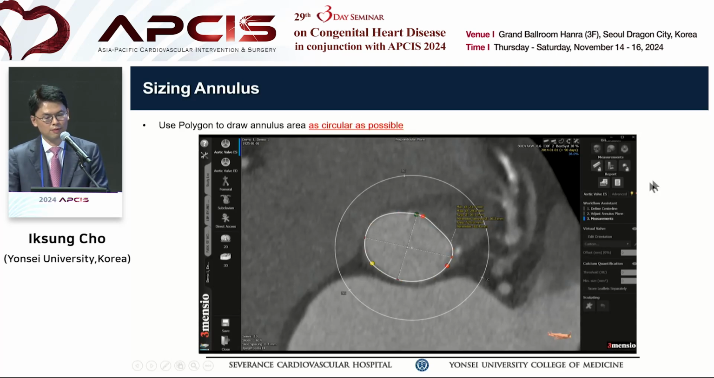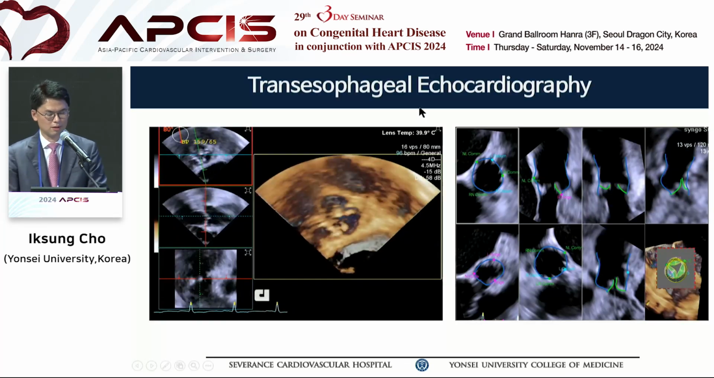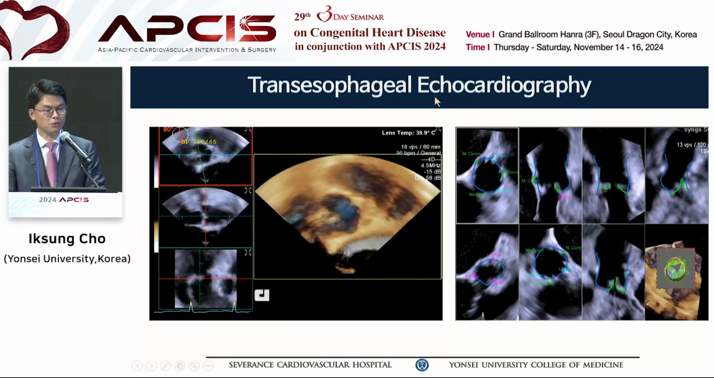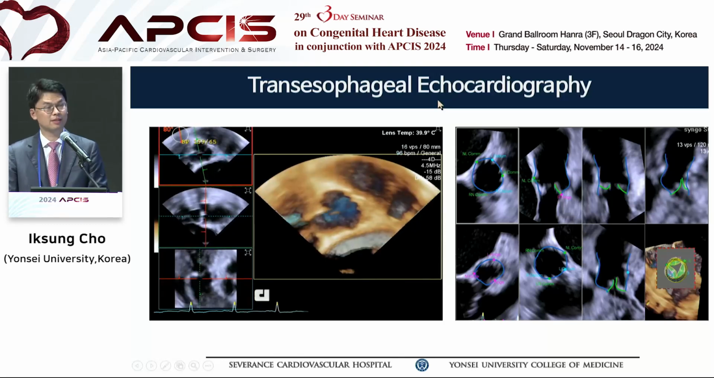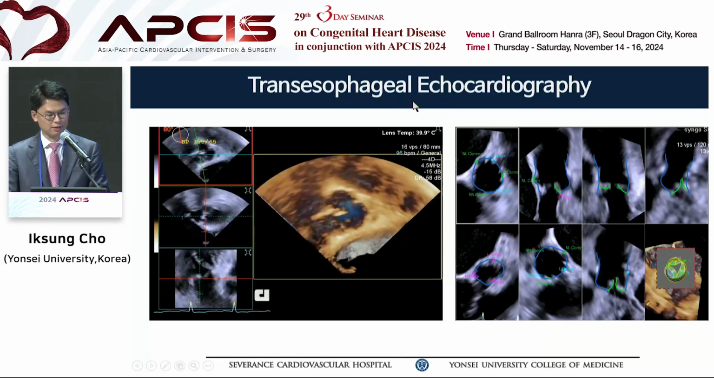We usually provide the parameters: shortest diameter, longest diameter, perimeter, and area. The perimeter is going to serve the self-expandable valve, and the area is usually used for balloon-expandable valves. So what we have to provide is all these values, so that the interventionist can consider them for their TAVI procedure.